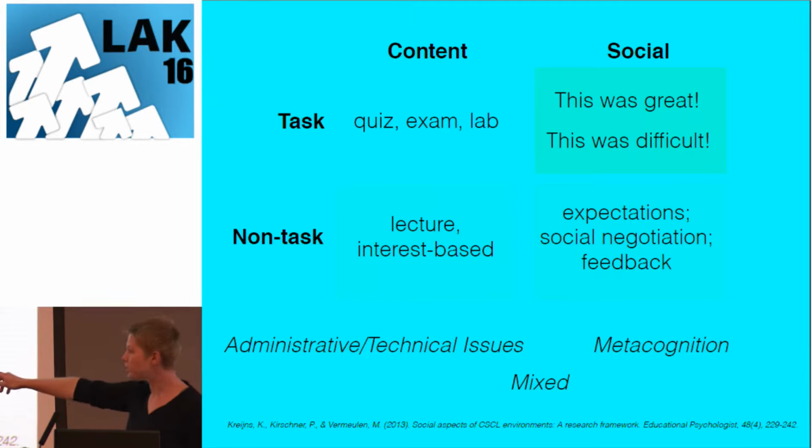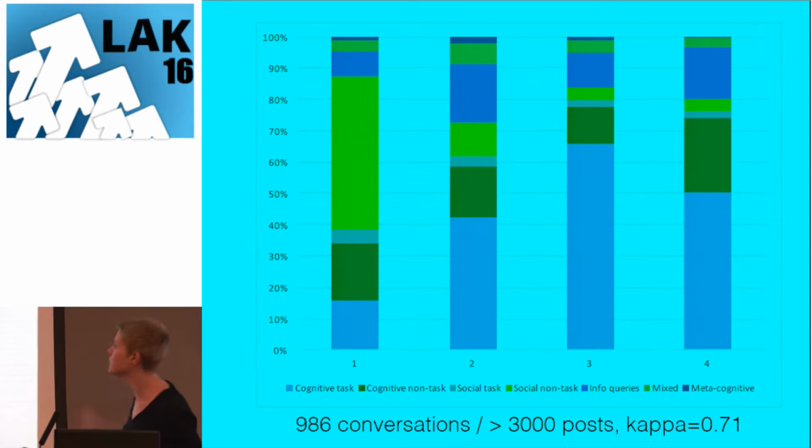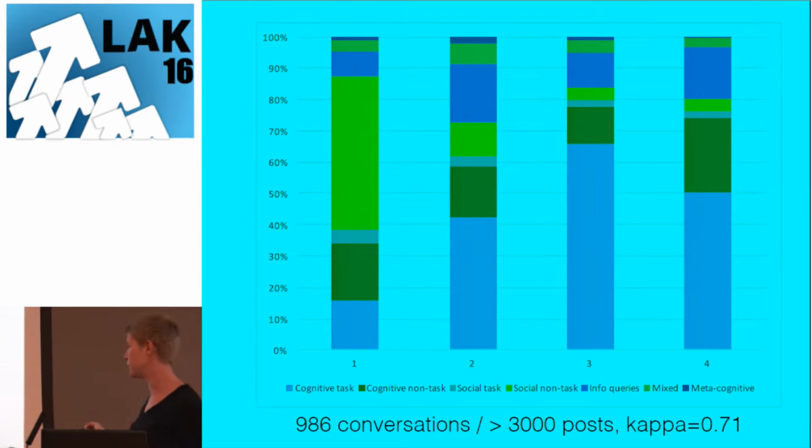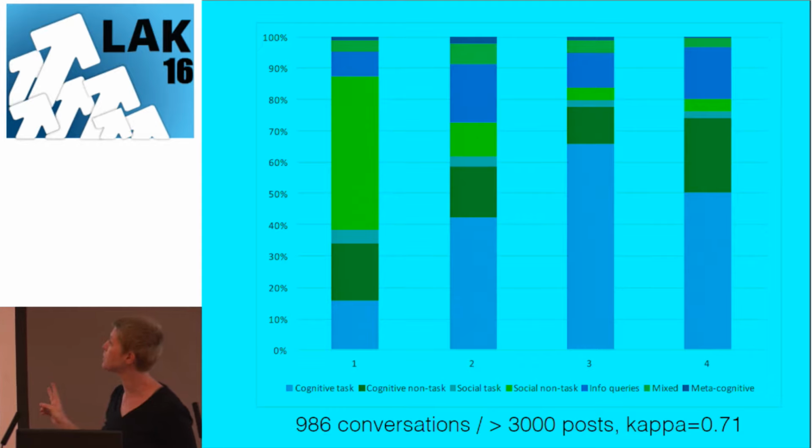There were also other categories that emerged, administrative and technical issues, so when is the course deadline, can I still submit? Or your submit button doesn't work, kind of questions. And then metacognitive things, so how do I learn in a MOOC, how do you prepare for the exams, very specific learning strategy oriented, and then mixed where we couldn't figure out which one of these is the one. So this is qualitative coding of 986 conversations, which is over 3,000 posts. The interrater reliability was 0.7. 2 coders did the work.